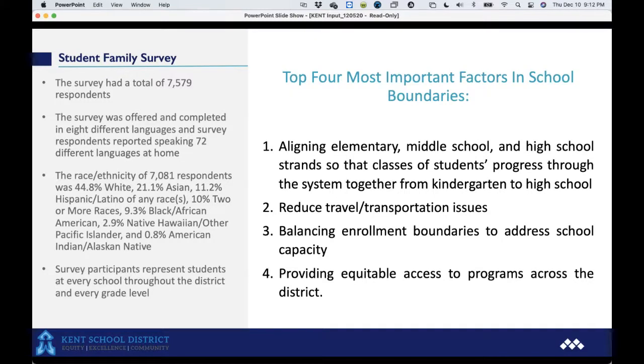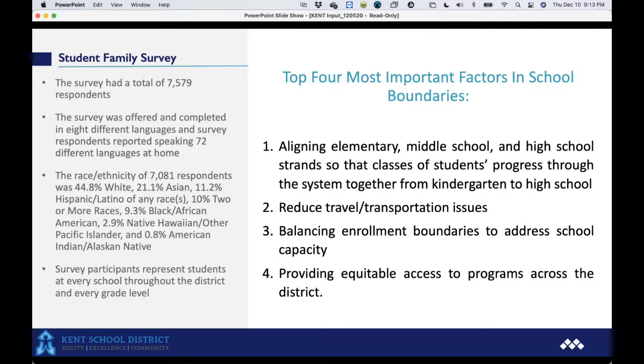Of those 7,081, 44.8% were white, 21.1% Asian, 11.2% Hispanic, Latino of any race, 10% 2 or more races, 9.3% Black or African American, 2.9% Native Hawaiian, other or Pacific Islander, and 0.8% American Indian, Alaskan Native. Survey participants represented students at every school throughout the district and at every grade level.